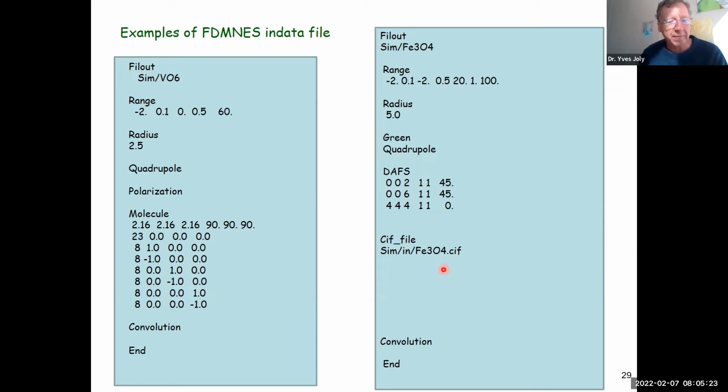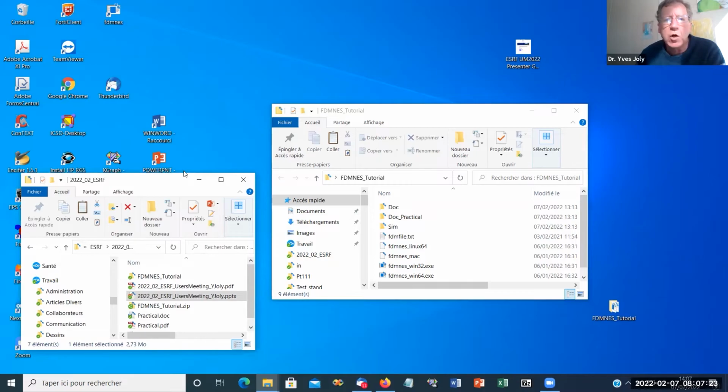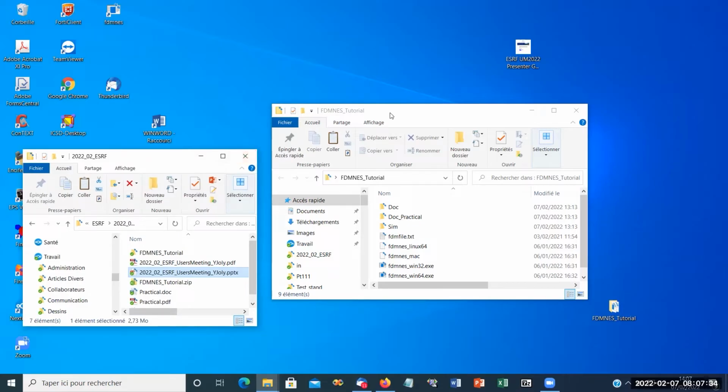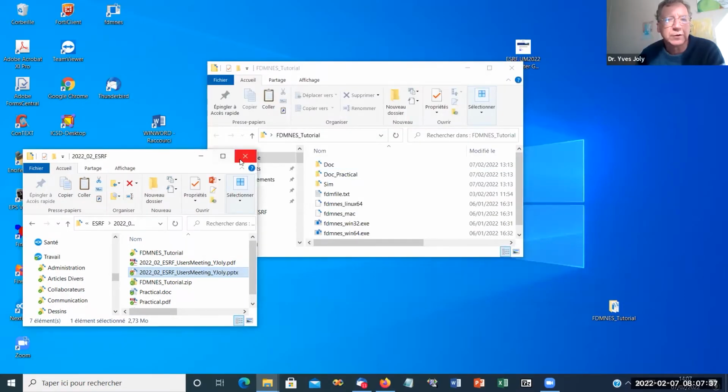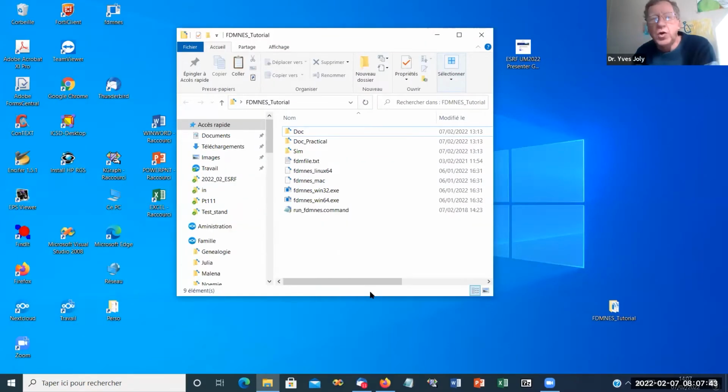Okay, so we finished this part very well. I hope you have downloaded the package. So you unzip it and you have the code for the different types of operating system: Windows 64, Windows 32, Linux, or Mac. You can keep just the one you are interested in.